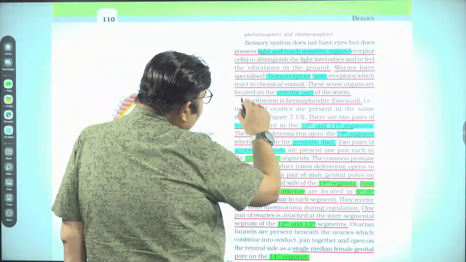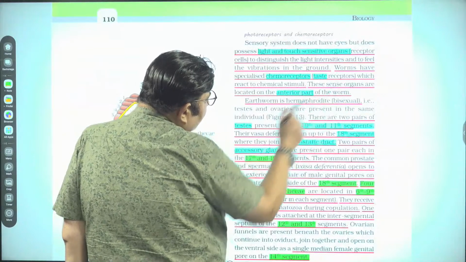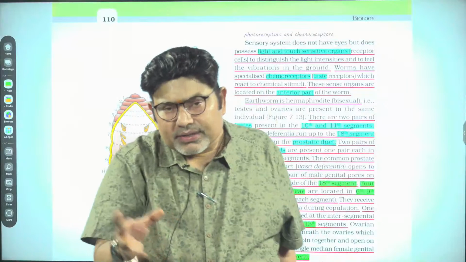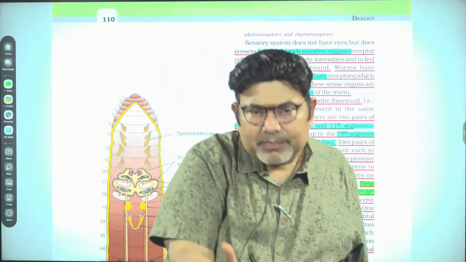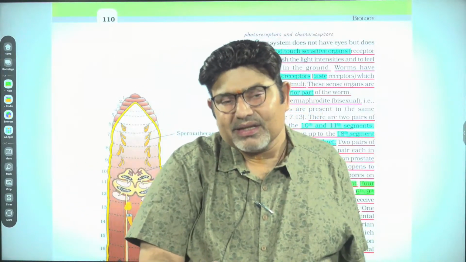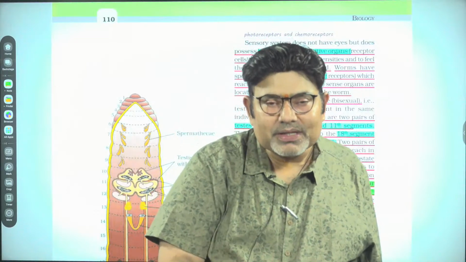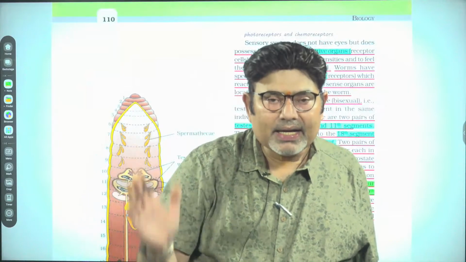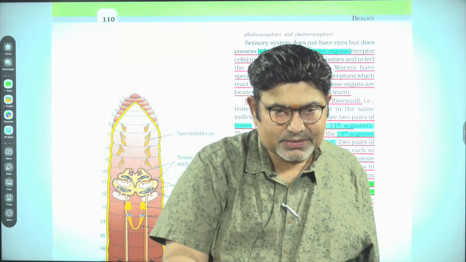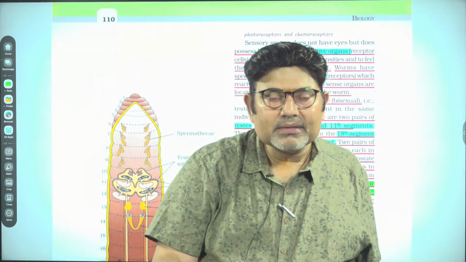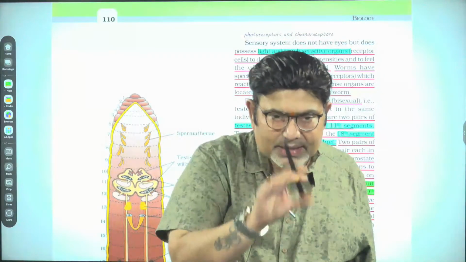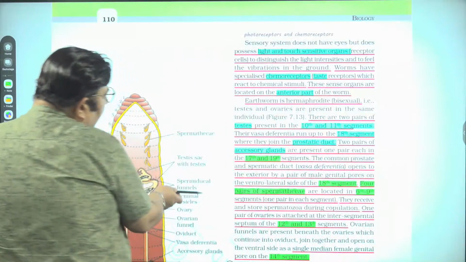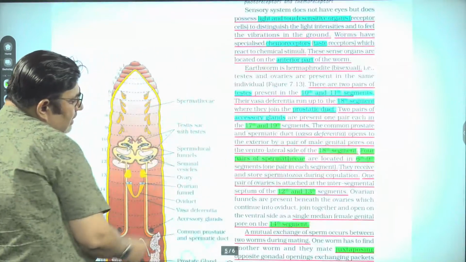These sense organs are located on the anterior part of the worm. Mainly they are concentrated in the prostomium and also in the anterior part. Photoreceptors only sense the changes in the light intensity, and the chemoreceptors sense taste, right? And it also has the receptor for feeling the vibrations in the ground. This is the nervous system.